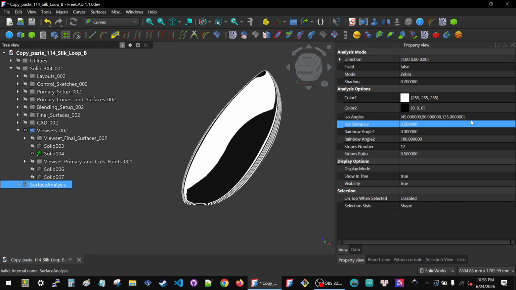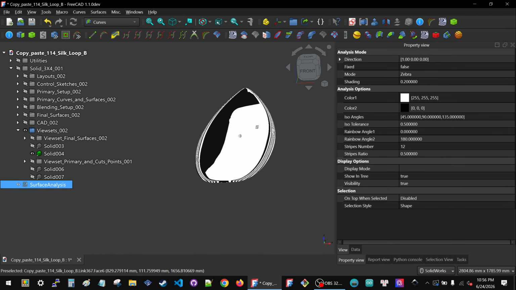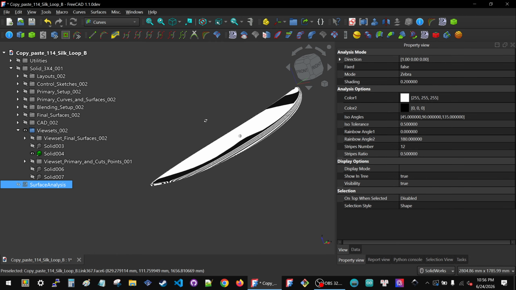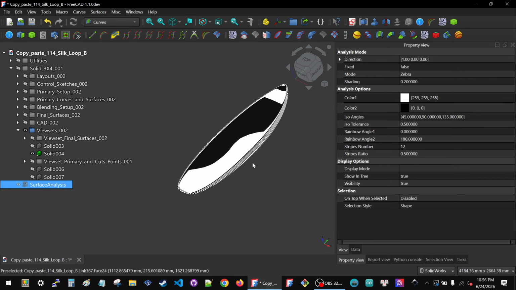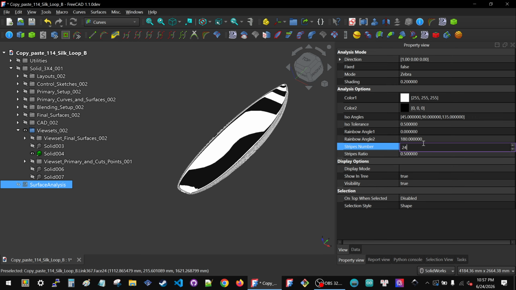But it has details in the view properties. So it's implemented as a view object. Nice. Let me play with this a little bit because I've never really done it. Number of stripes, 12. How about 24?